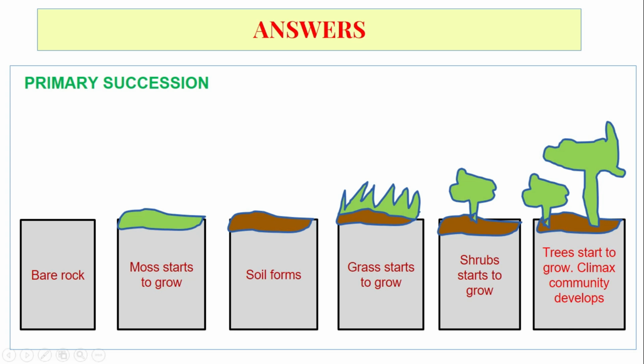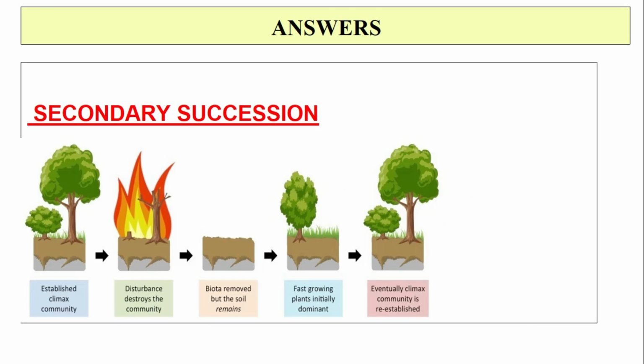And then now, as the soil develops, you have larger plants called trees. They start growing, and you have more organisms, etc. Now this is where you have your climax community develop. The change will start to be very slow. It will not change very fast here. It is changing, but it will take very long. You will not even notice a change. All right, let's look at secondary succession. So secondary succession here, this diagram here shows an existing climax community.